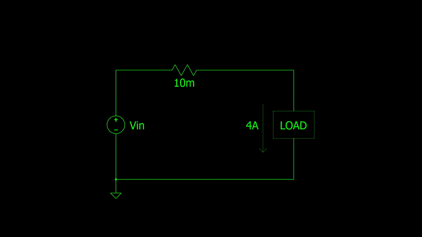In another example, we have a current sense resistor that's 10 milliohms, and we know our current can be up to 4 amps flowing through it. Using P equals I squared times R, we know that our power dissipated is 160 milliwatts, so we'll need at least a quarter watt resistor for this application.